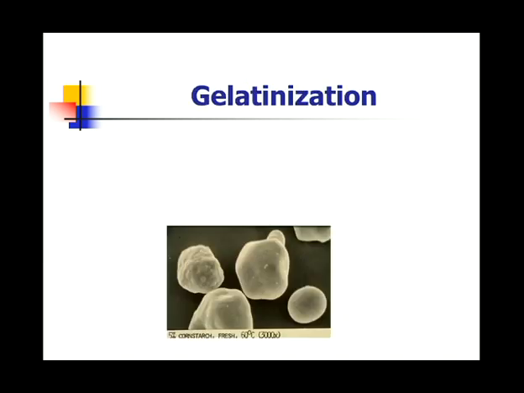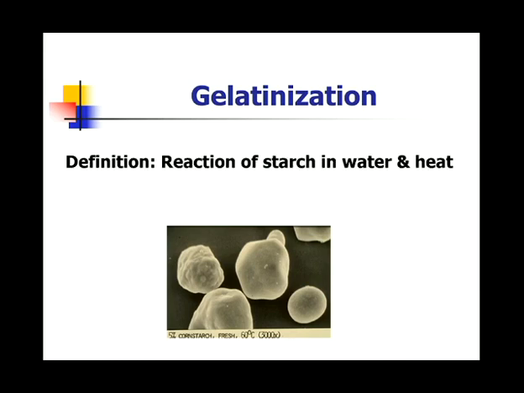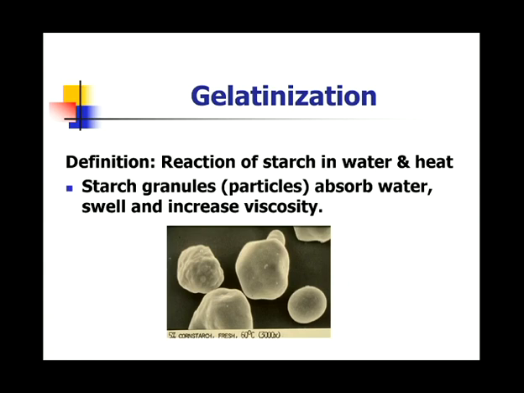Okay, now we talk about gelatinization. What is gelatinization by definition? By definition, gelatinization is a reaction of starch from starch kernels. When it's refined, they become starch granules, small particles of starches. If you put it in water, there's a reaction going on, and also in heat. First, you have to put it in water to dissolve the starches. Next, you apply heat to it, and then gelatinization is going to occur. So the cooking process of these starch granules with water under heat is gelatinization.